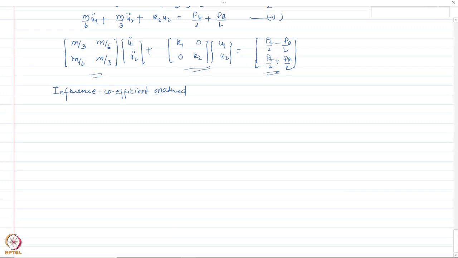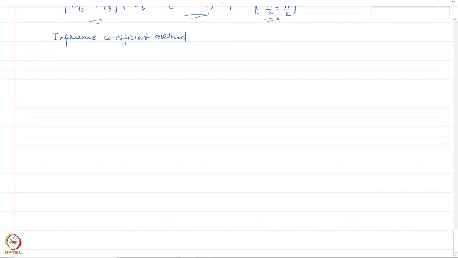Now, in the influence coefficient method, let us start with the formulation of the stiffness matrix. If you remember, to get the stiffness matrix, first we are going to apply the unit displacement at each degree of freedom with zero displacement at other degrees of freedom and find out the columns of the stiffness matrix. So let us do that. In the first case, we are considering u1 equal to 1 and u2 equal to 0. Basically the deflected shape would look like something like this.